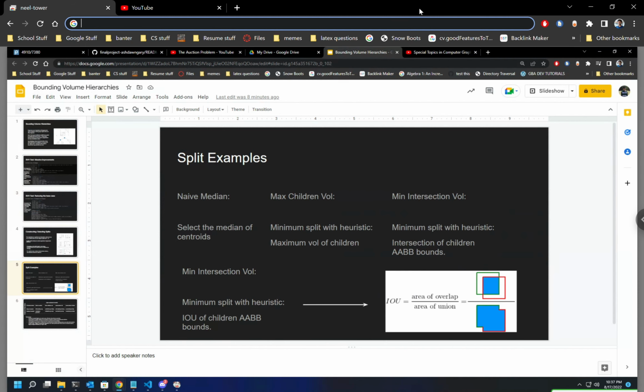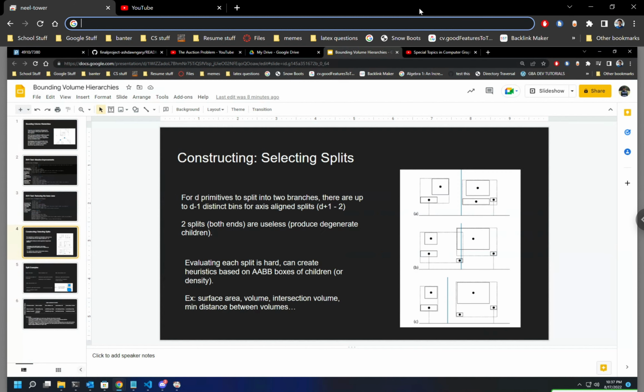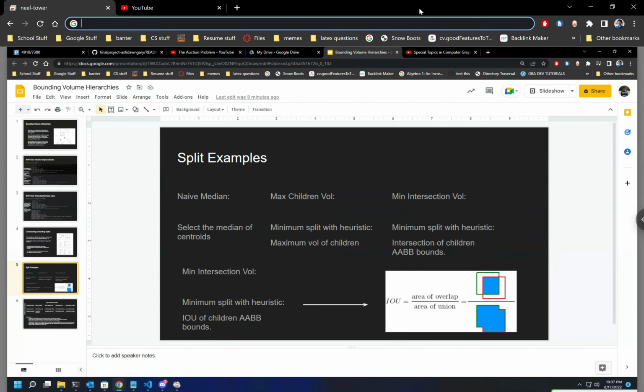So in this next slide, as you can see here, there are 4 different heuristics that we looked at for producing quote unquote optimal splits. Originally it was the naive median algorithm, where we take the median of the centroids and that is our divider. But we can pay a little extra price to get something more likely to be better. For example, in the max children volume heuristic, we take the minimum maximum volume of a child for a given split. So the idea is to incentivize very small volumes.